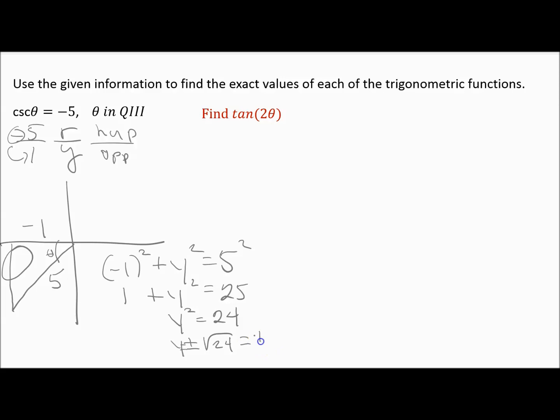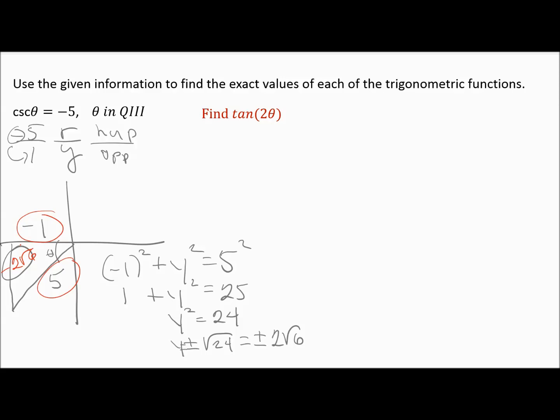Don't leave it like that. That's plus or minus square root of 4 times the square root of 6, which is 2 square root of 6, right? Is it positive or negative? Real fast, look at your picture. That's negative 2 square root of 6. Y values are negative in quadrant 3 because we're below the x-axis. Okay, so we have all of our sides. We got a negative 1, we got a 5, and a negative 2 square root of 6.